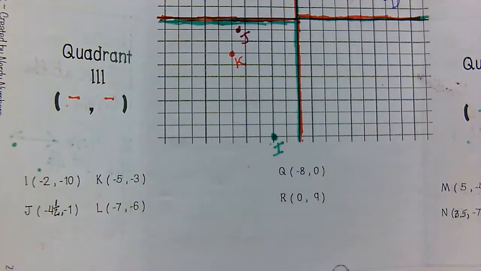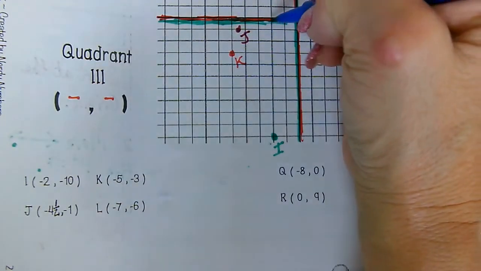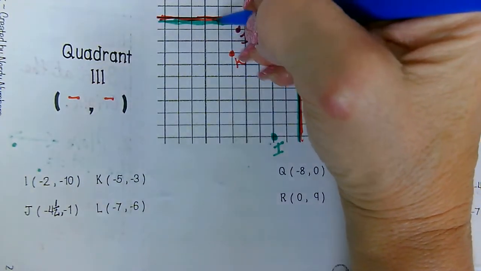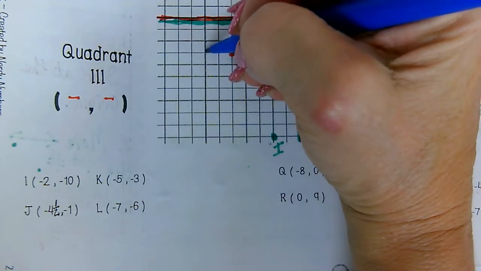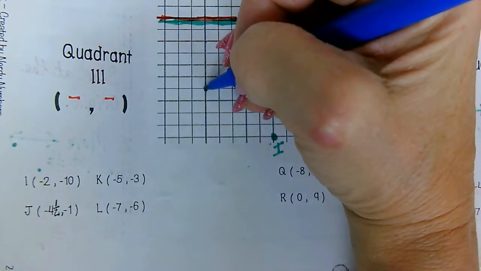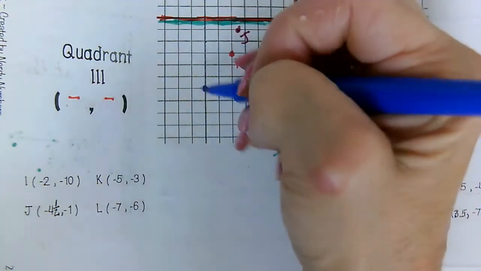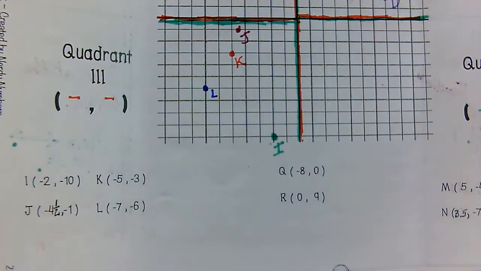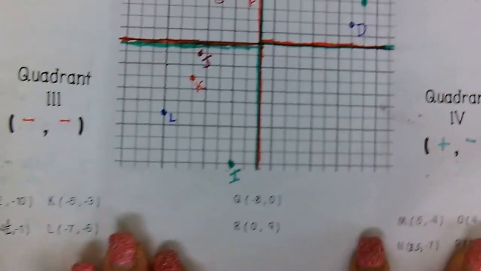And then we'll do L, (-7, -6). We go to the left 7, 1, 2, 3, 4, 5, 6, 7, down 1, 2, 3, 4, 5, and 6. And that's L. That's quadrant 3. Now, I'm going to come back to these in a minute, okay?